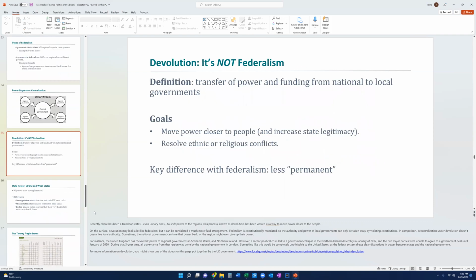The concept of devolution means that you're transferring power and funding from the national government to local governments. It's not the same thing as federalism. Devolution is when the national government decides to grant more power closer to the people, as represented by their local representatives. Ideally, you want to increase state legitimacy, because the state is going to be recognized as more fair, given how power is more fairly shared between the state and national government. The key difference with federalism is that devolution is less permanent.